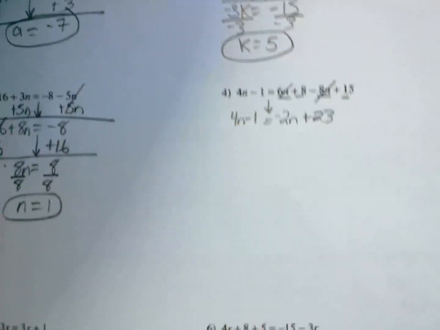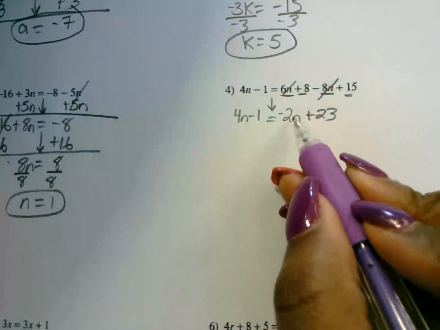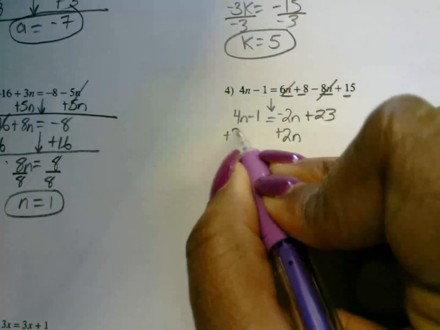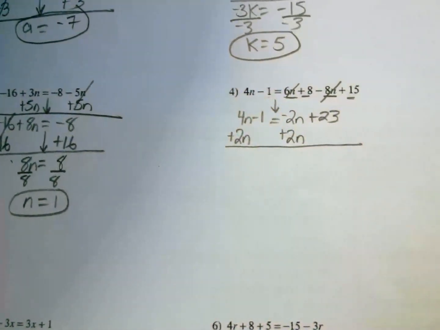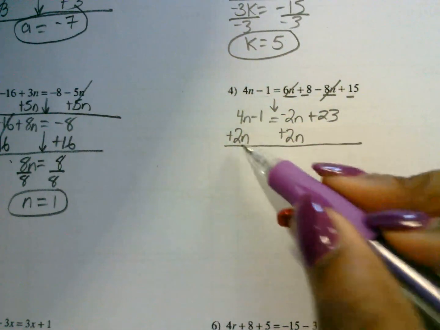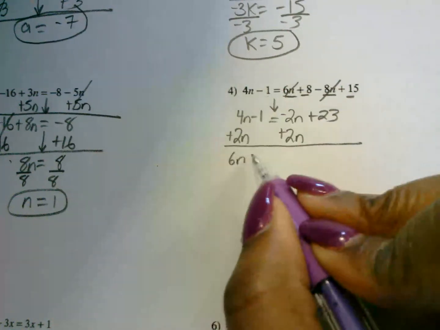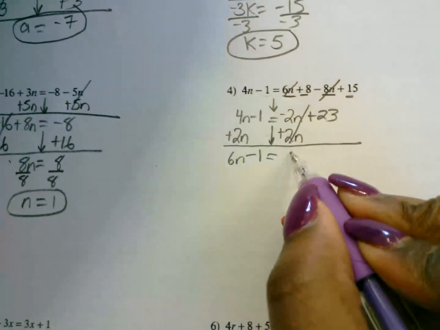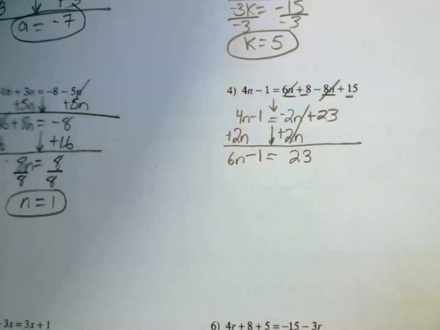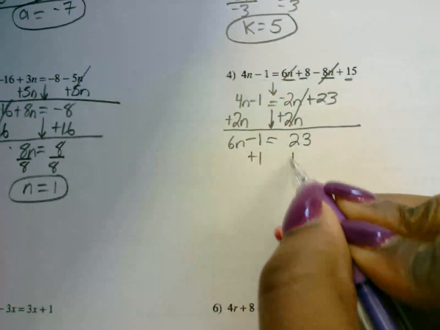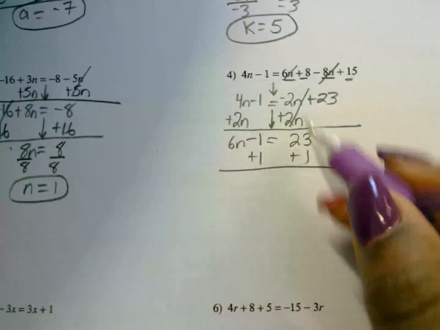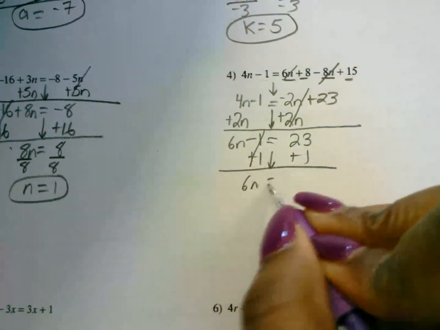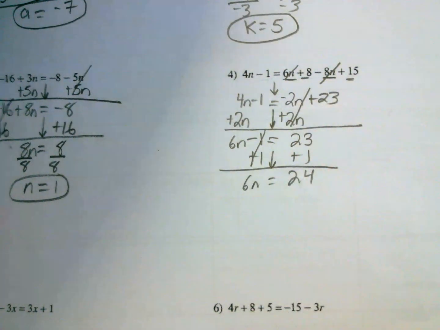All right, so now we need to move the variables to the same side. I'm going to move the smaller one, negative 2n, by adding 2n to both sides. This is going to give me 6n. Bring down the minus 1 is equal to, this is gone, and we're left with a positive 23. We're going to add 1 to both sides. When we add 1 to both sides, so we can get n by itself, this is gone, and we're left with 6n over here. This is 24.